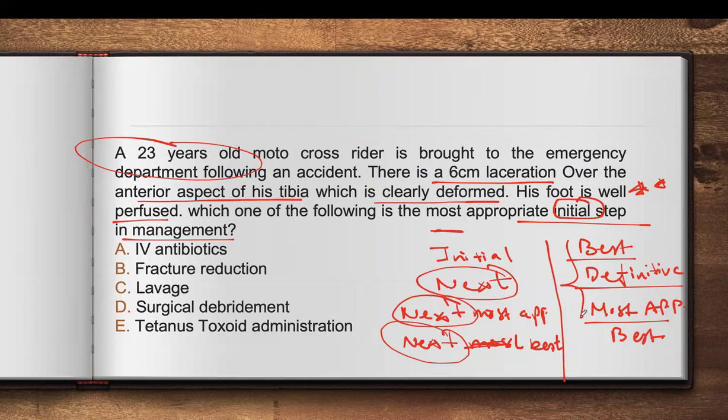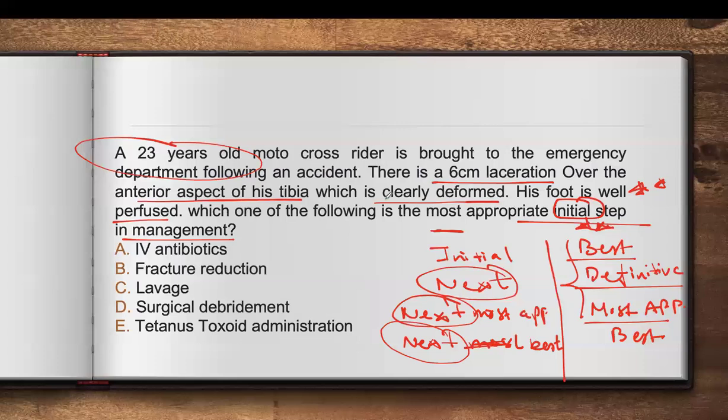management for fracture? Best management for fracture is to treat the fracture. That means put a nail into a tibia fracture. So that is the best management. But before doing that management, there are lots of steps that we would do. Those are called next step. Okay. So in this question, they are asking about what is the most appropriate initial step in management. That is my first thing I would look at.